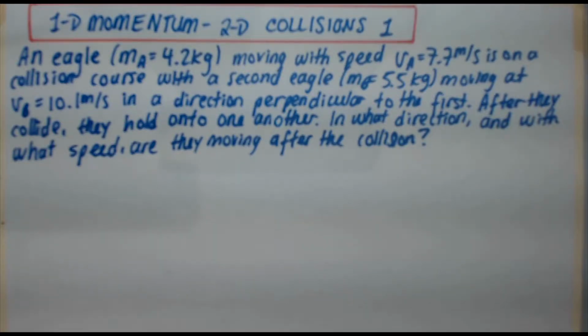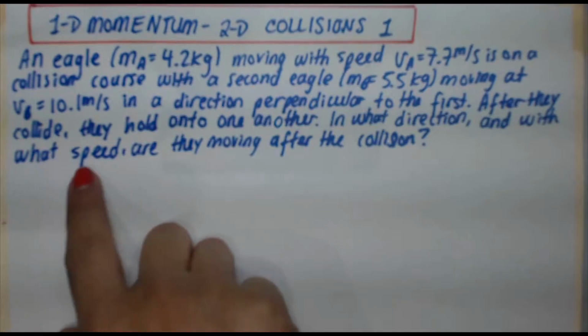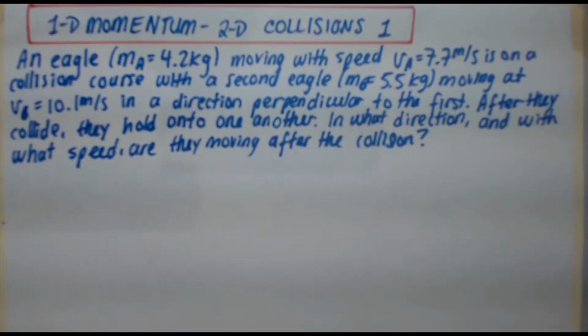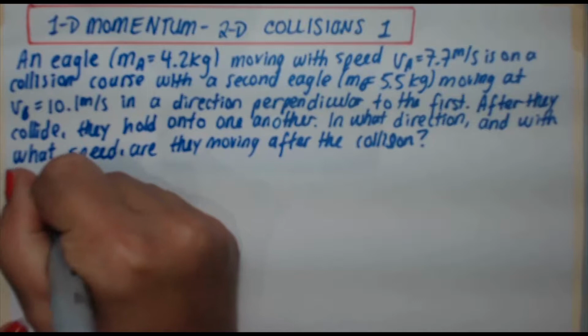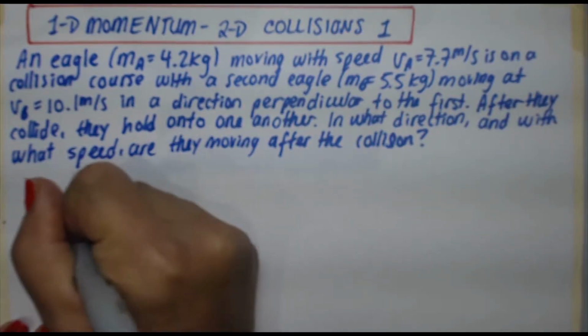All right, so because they stick together, that's why we're only asked for one speed here. This is an example of a perfectly inelastic collision. Okay, so first things first, we're going to draw a picture. So we've got our mass A. I'm going to draw my eagle as a circle.